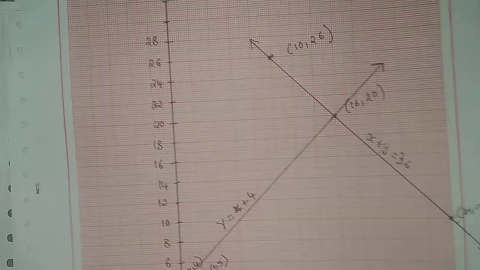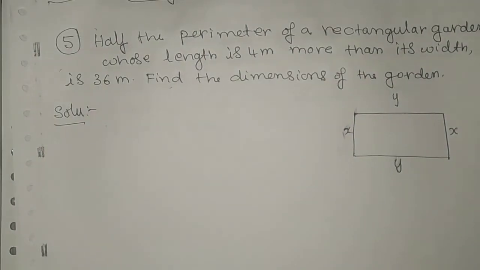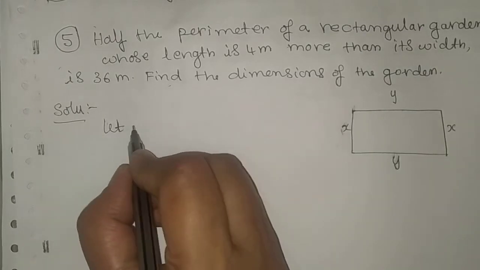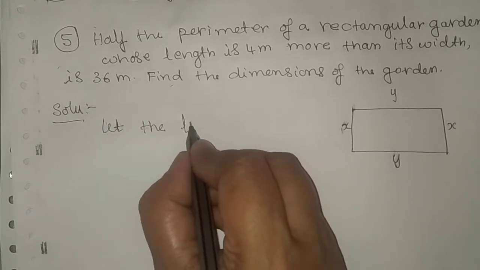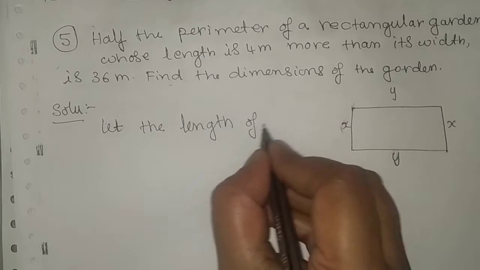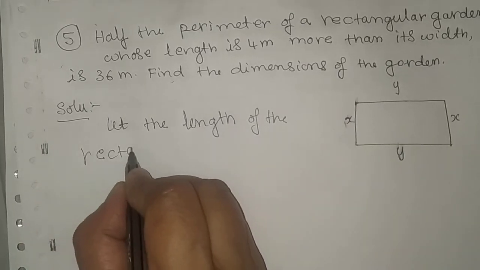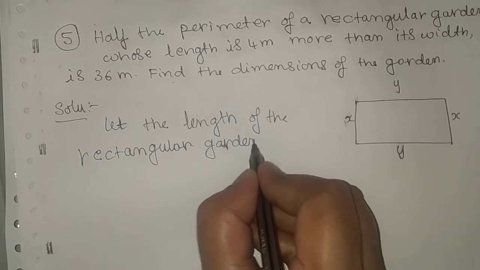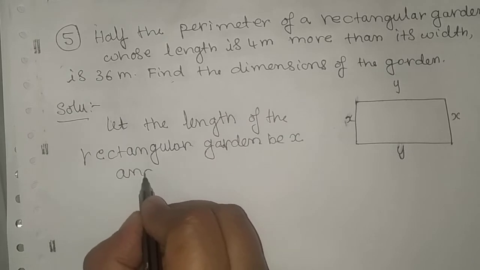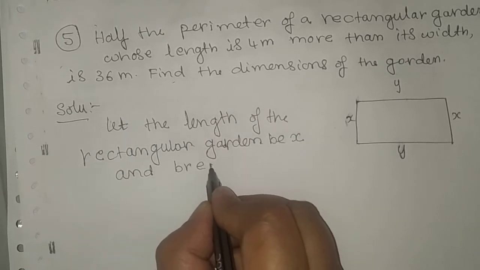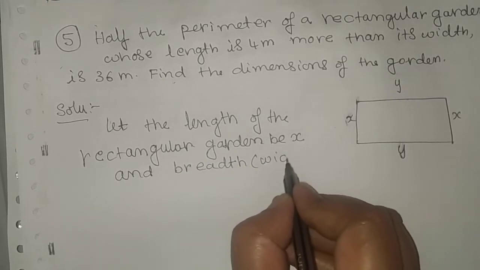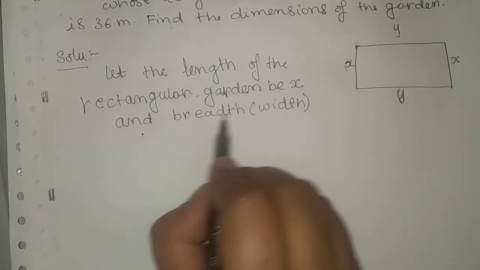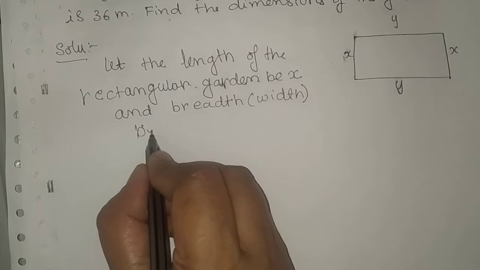So now today I will solve this. First step: this is the rectangle, with the length and the breadth. Let the length of the rectangular garden be x and the breadth, or we can write width, be y. So the length is x and the breadth is y.